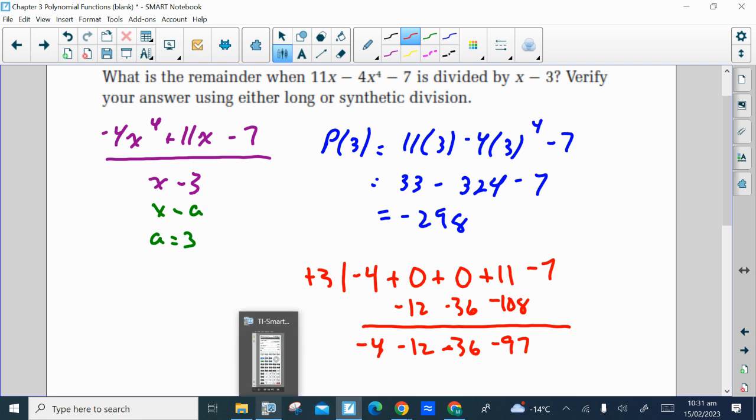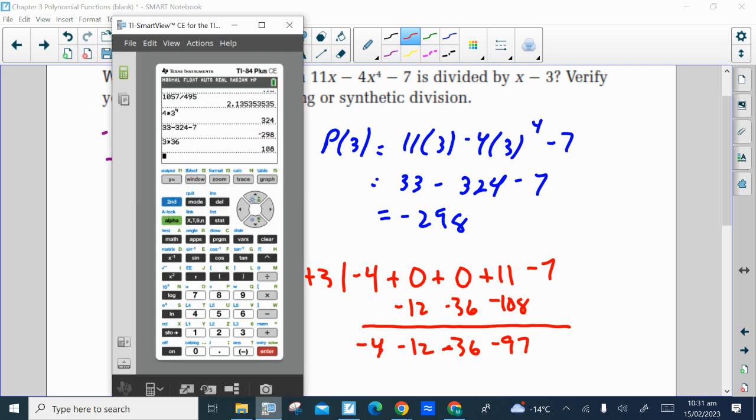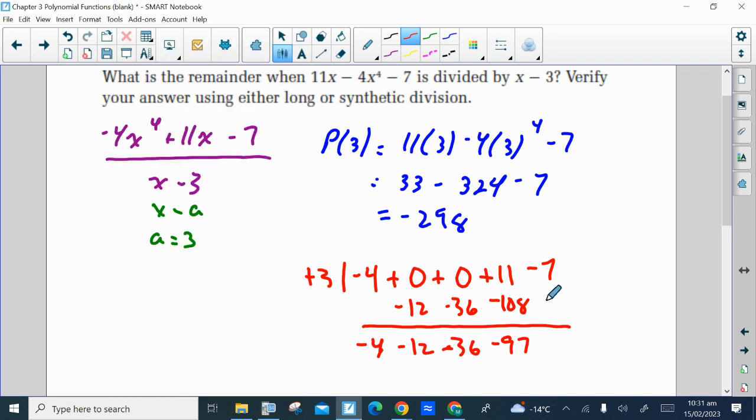Negative 97 times 3, negative 291, I think. Yep. And when you add them, you'll get negative 298 as the remainder. So it checks. Again, because the remainder is not 0, that means that x minus 3 is not a factor of p of x. It does not divide evenly into that. Because if it did, the remainder would be 0, and it's not.